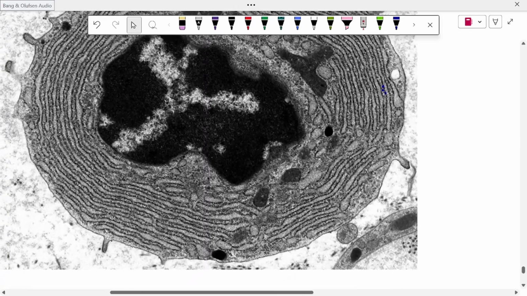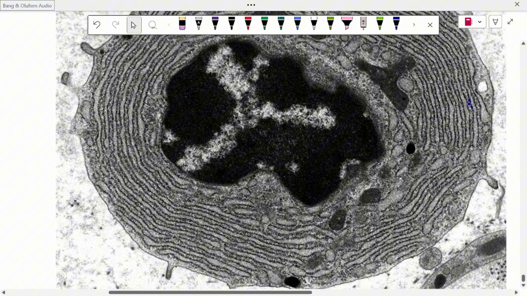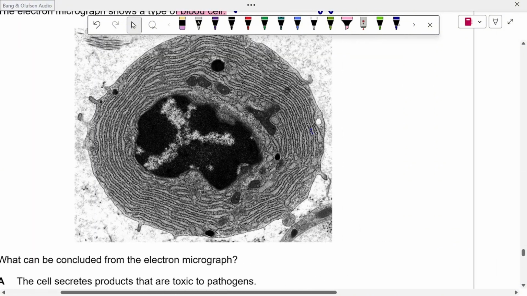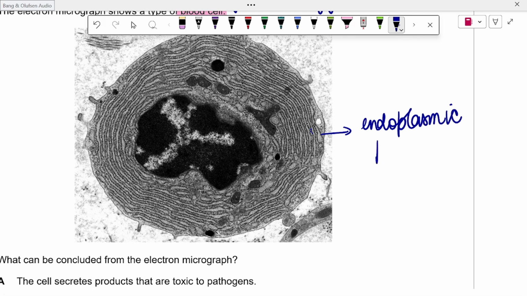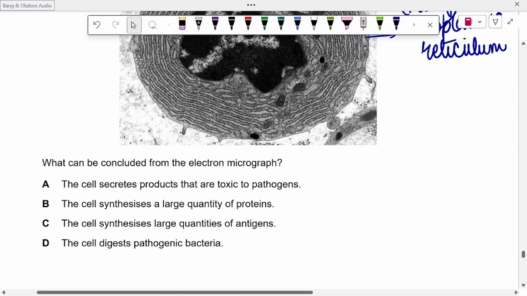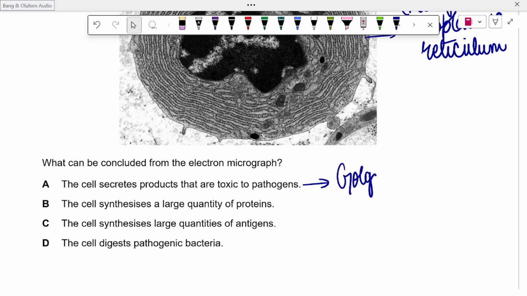Do you see any other cell structure? Hmm, no particular one is visible. So this is your endoplasmic reticulum. It looks rough. Let's see the options. It looks granular, which is why I am concluding it is rough endoplasmic reticulum. What can be concluded from the electron micrograph? The cell secretes products that are toxic to pathogen. Your Golgi body will do that in the form of lysosome, and we cannot see a Golgi body in our cell. So this option is wrong.